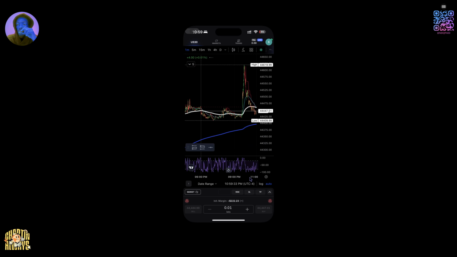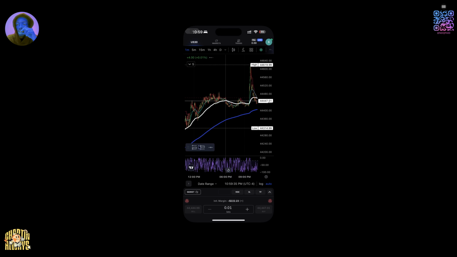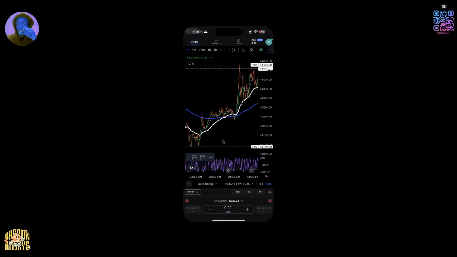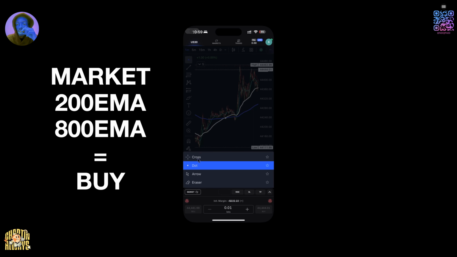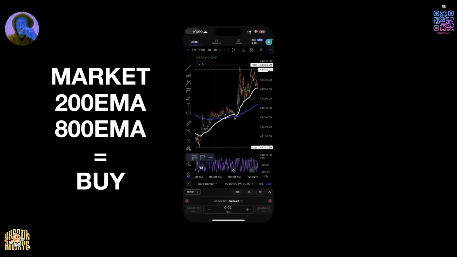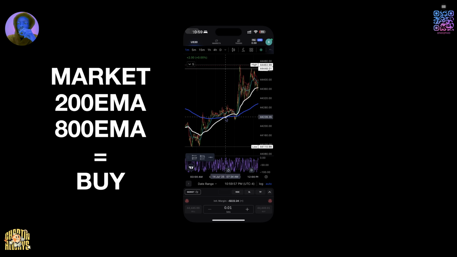So just like I was saying, once you have everything set up here, the only two things you're really going to be looking at are the 800 and 200 EMA. Once the 800 and 200 EMA cross, like you see right here, that's where you're going to want to pay attention, as to where I can buy here, get my buy entry, or sell, get my sell entry.